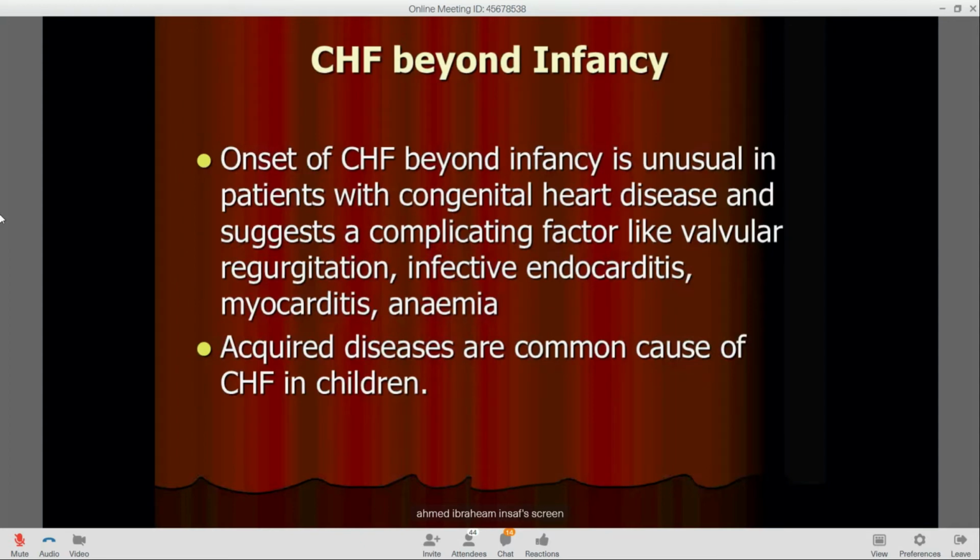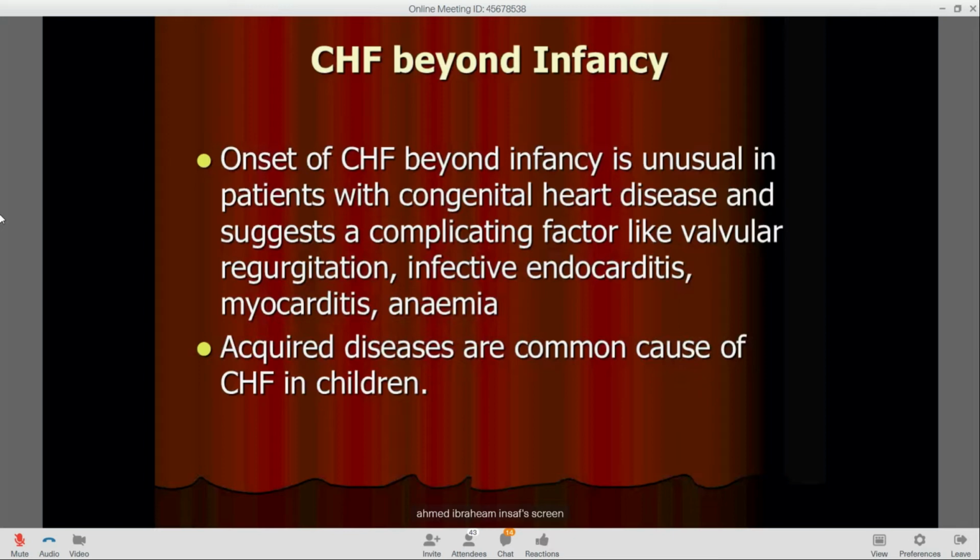If the presentation is beyond infancy, if a child presents with heart failure beyond infancy, it is unlikely to be caused by congenital heart disease. This is unusual. It indicates that there is a valvular defect, valvular regurgitation, or he has infective endocarditis, myocarditis, or anemia.